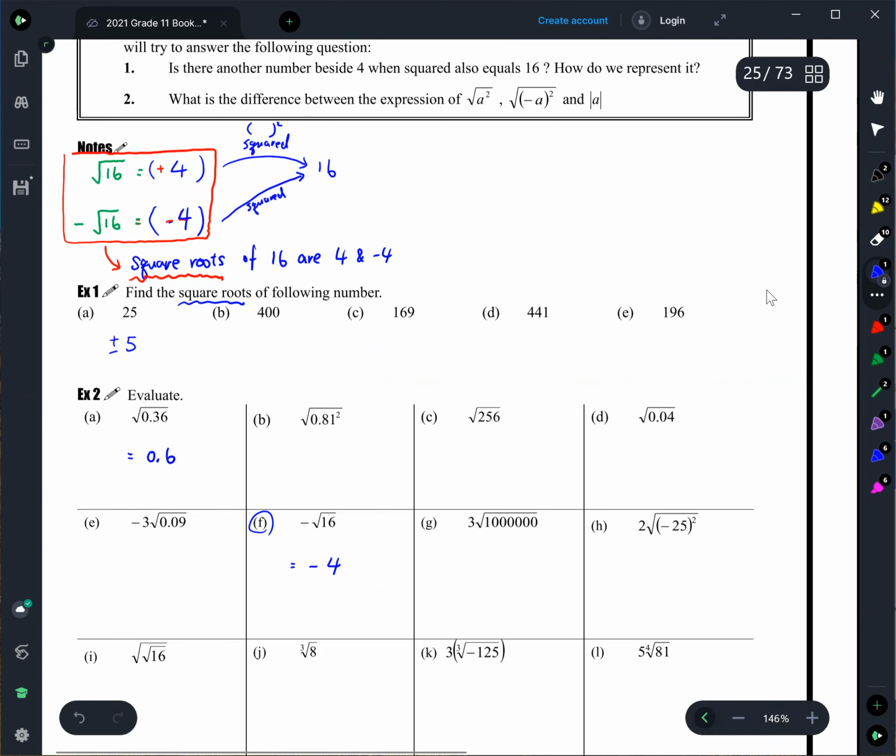So remember which ones need a plus minus sign, and which ones you don't need a plus minus sign. Okay, so when you finish 1 and 2, you can raise your hand. These are pretty straightforward, okay? Just find the square roots, either positive or negative or both.